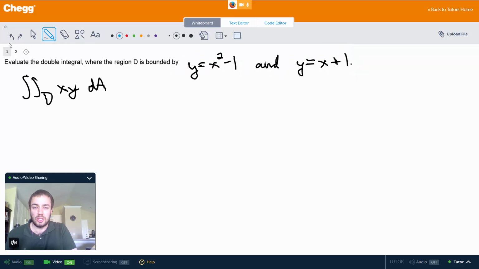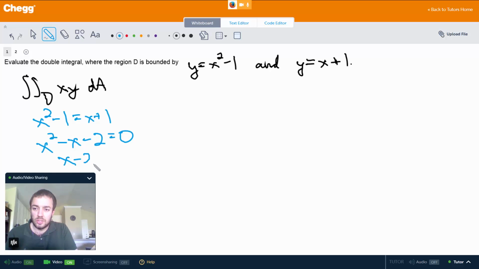If we set them equal to each other and solve for x, that'll give us the x coordinates of the points of intersection. So in other words, we say x squared minus 1 equals x plus 1, and then solve for x. Let's subtract x and subtract 1 from both sides, and then we get x squared minus x minus 2 equals 0. So this is a standard quadratic equation, and we can factor this and get x minus 2 times x plus 1 equals 0. So we get x equals 2 and negative 1.